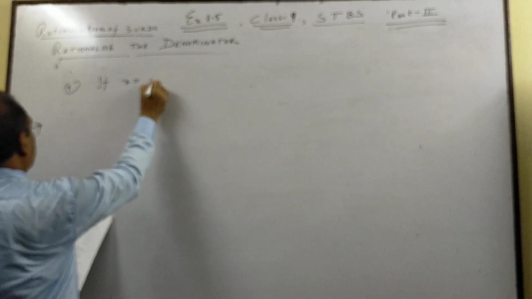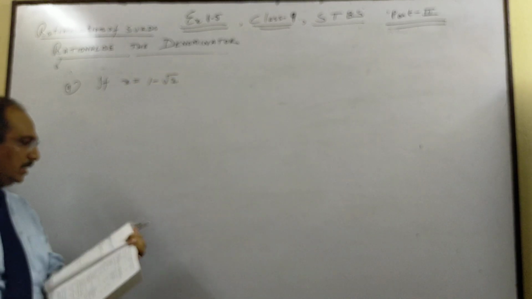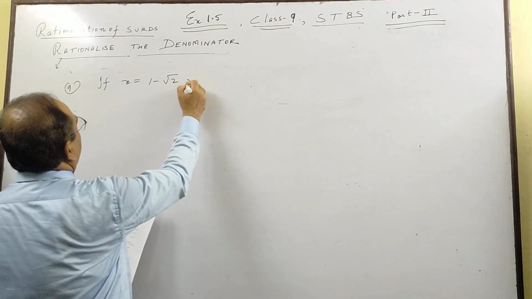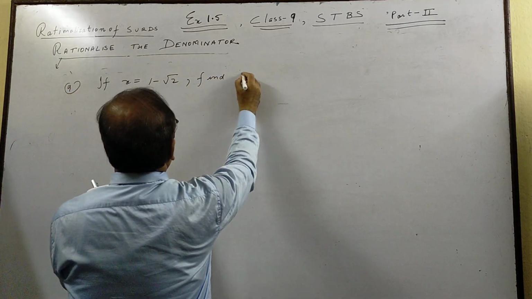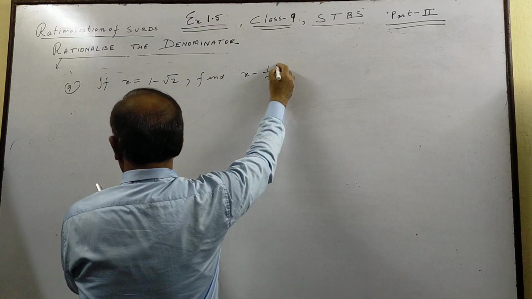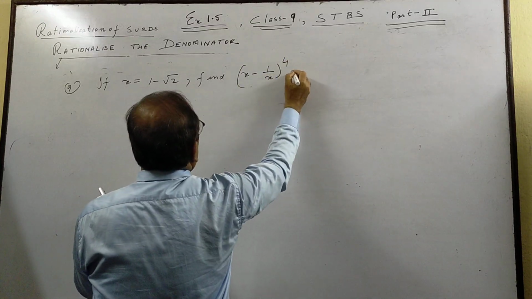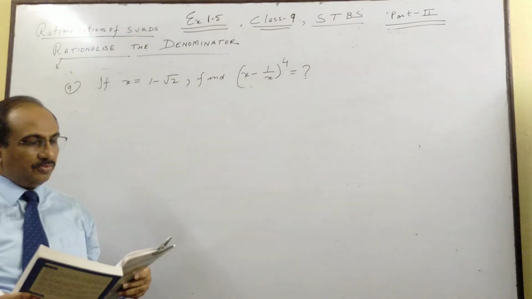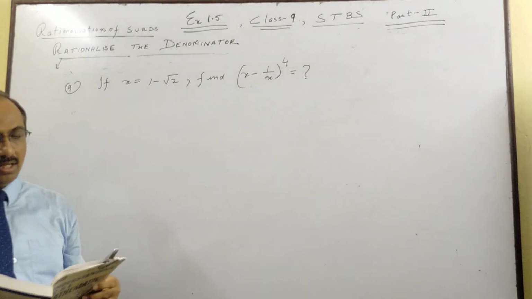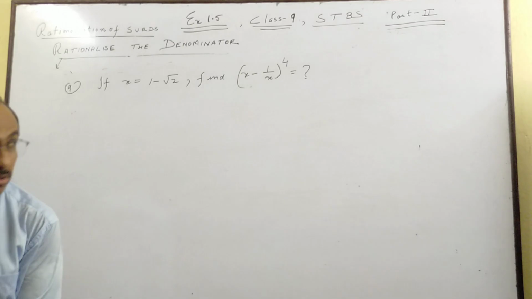x is 1 minus root 2. So this is the x value given. We have to find the value of x minus 1 by x, whole to the power 4. So this is our last question for this class, and we are going to solve it.